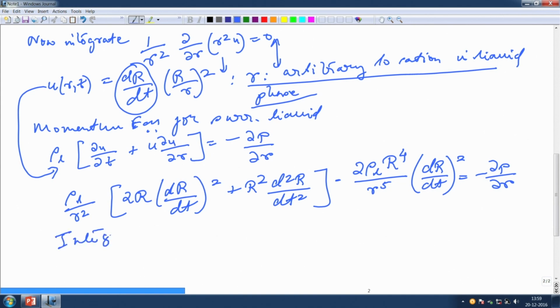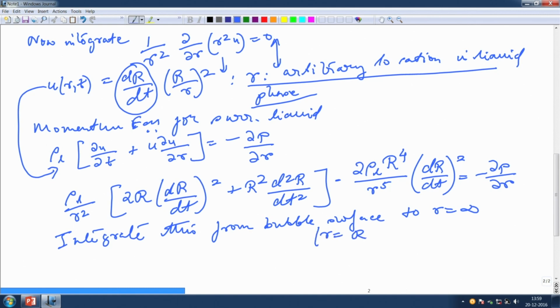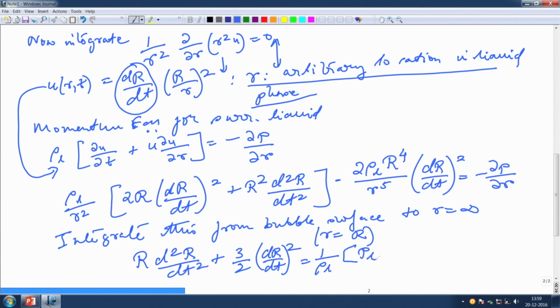If you integrate this momentum equation from the bubble surface to r equal to infinity, that is in the far field, where the bubble surface is small r equal to capital R, you will get the equation.